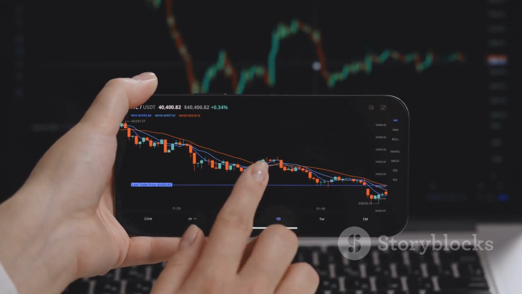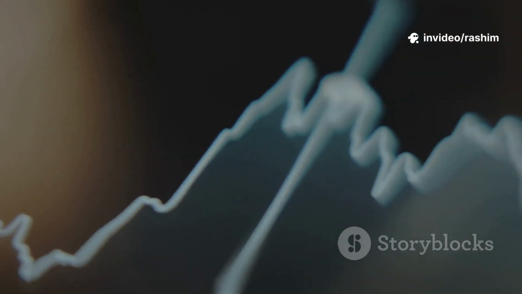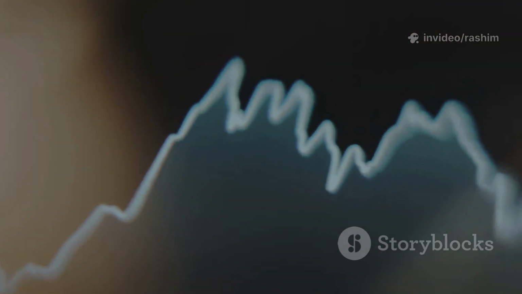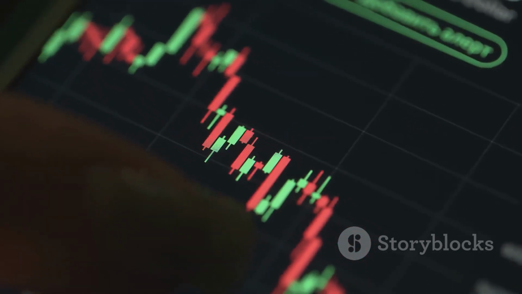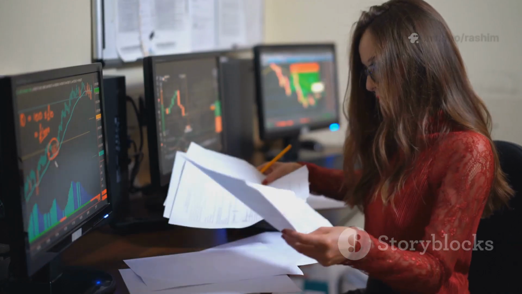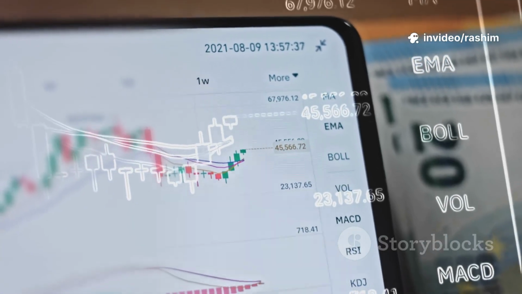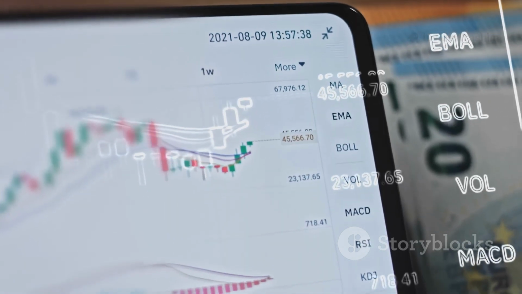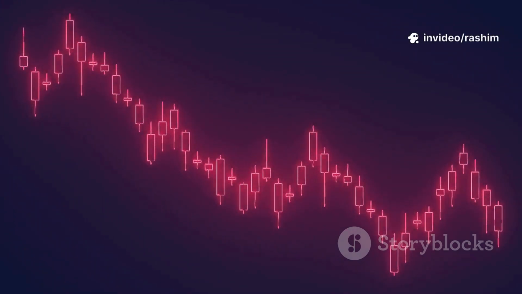The exponential moving average, or EMA, is a little more advanced but very popular. Like the SMA, it calculates an average price, but it gives more weight to the most recent prices. This makes the EMA react more quickly to new price information than the SMA. Because of this responsiveness, many short-term traders prefer using EMAs. They find that the EMA provides a better reflection of the current market sentiment. When price starts to change direction, the EMA will often turn sooner than the SMA, potentially giving you an earlier signal to enter or exit a trade.